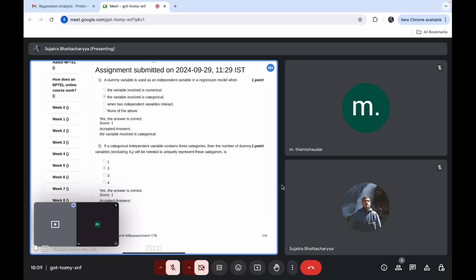If a categorical independent variable contains three categories, these three categories are what we have seen as set A, set B, set C in the case of three dummy variables. Then the number of dummy variables, excluding x naught, needed to uniquely represent these categories is. So how many dummy variables are required is the question. It has already been given in the question that there are three categories.